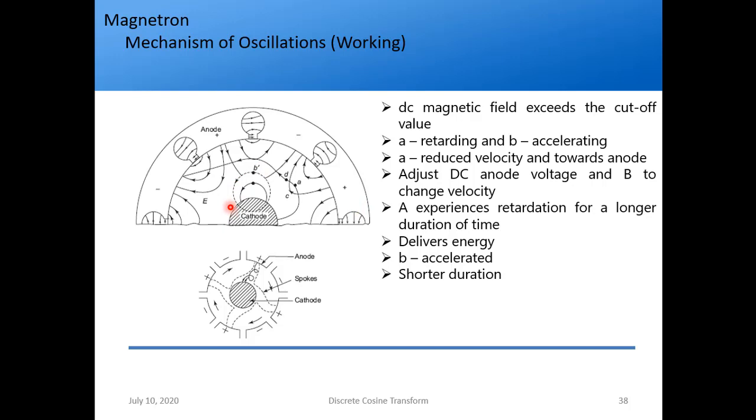So what will happen to the electron B? Since it is getting accelerated, it will go faster to the cathode and hit it, right? So it is experiencing the field for a shorter duration of time. Energy is not lost here, because it is experiencing acceleration only for a shorter duration of time. Again, the energy is transferred only when it is in a retarding field. So from an accelerating field we will never be able to extract energy. Okay, so that is the simple working of a magnetron.